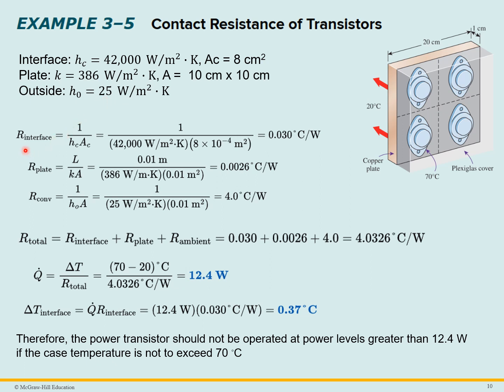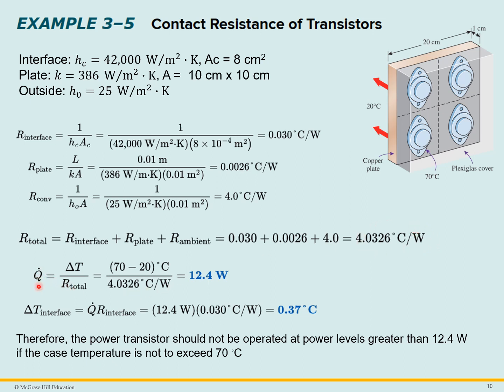Based on that information, we can calculate the R value of the interface. We have to be careful here to convert the 8 centimeters squared into meters squared. Similarly, we can calculate the R of the plate. Here the area of the plate is 10 centimeters by 10 centimeters, so converted to meters, that's 0.1 times 0.1, or 0.01 square meters. Similarly, we can find the resistance value for convection as 1 over 25 watts per meter squared Kelvin times the area for the base of the plate. Adding all those resistance values up, we get a total resistance value shown here.